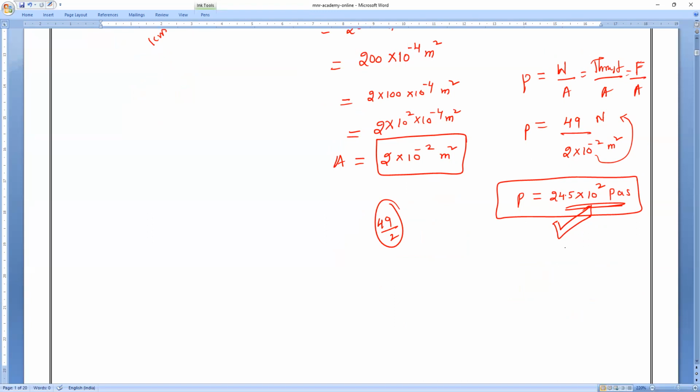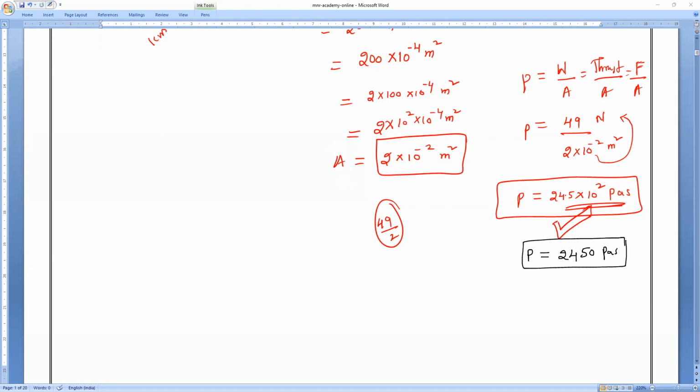Now if you want, you can multiply also. So 24.5 into 100, how much, guys? The decimal will move, so 2450 Pascals. Over. Answer. Understand? Yes, sir. So next, what they have given.